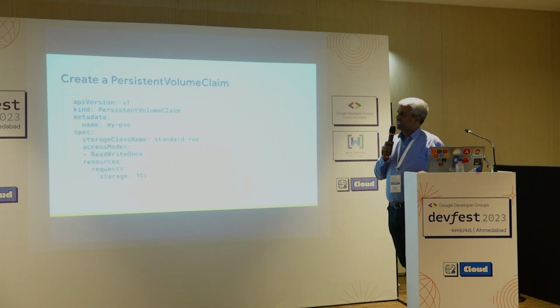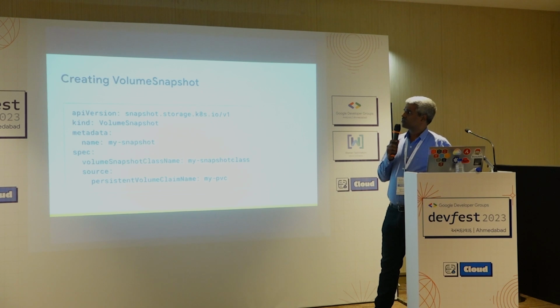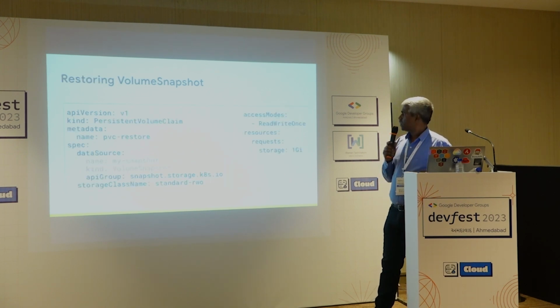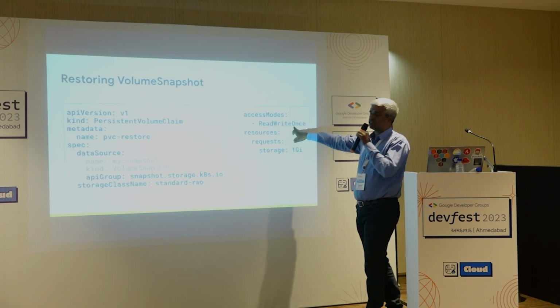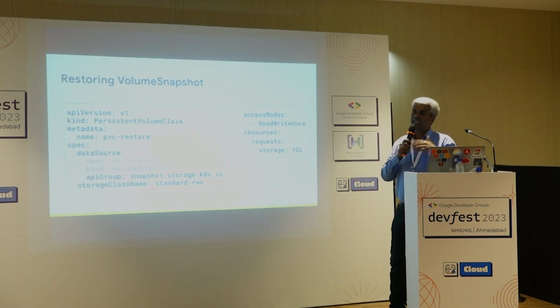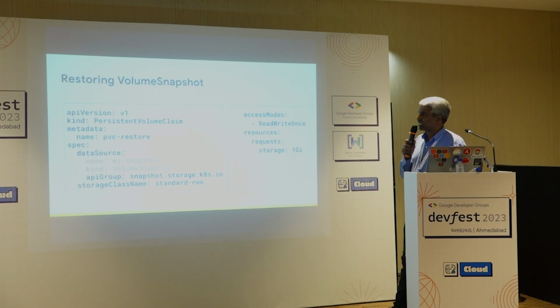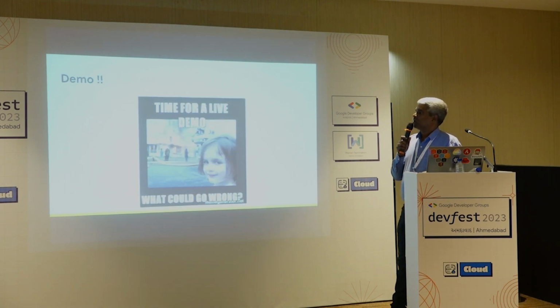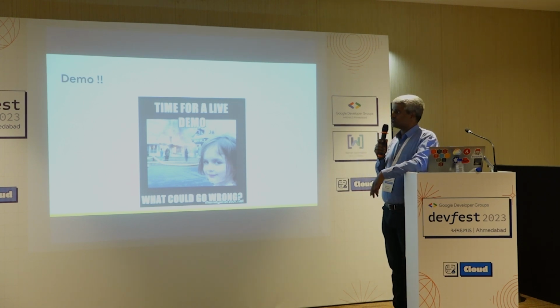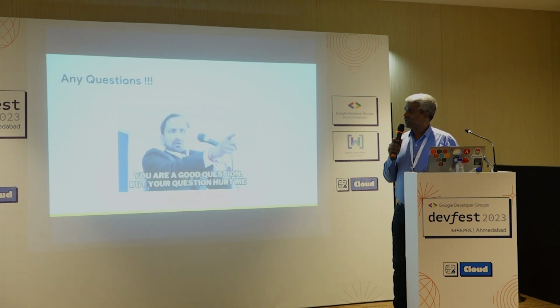So yeah, this is what we did already, so I'm not going to talk about this. This is how you restore the snapshot. And please note again, here also the access method is read-write once, because your dynamic provisioning does not support read-write many, right? Yeah, demo I have already done. So I'm considering that demo is done, of course, because of the bandwidth issue. Yeah, that's all from my end. Any questions?